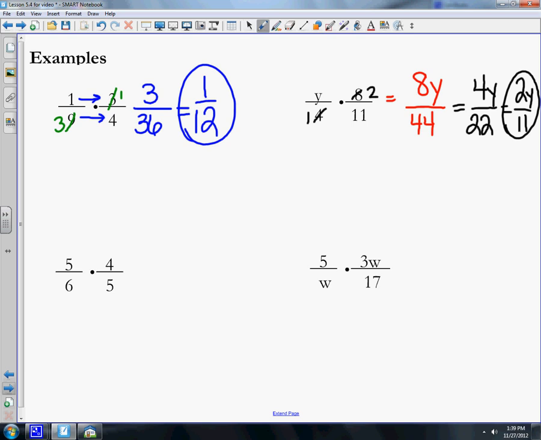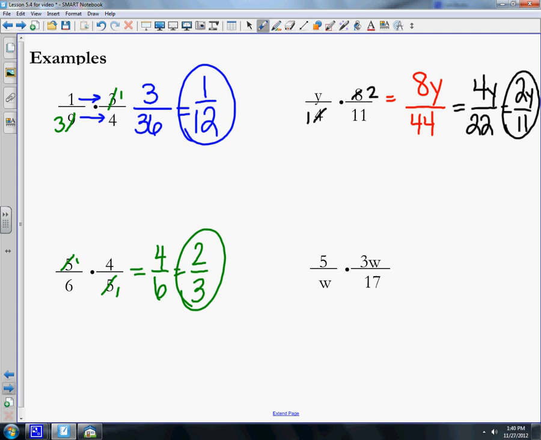All right, next one. I'm going to cross reduce these 5s because 5 goes into 5 once, so then I have 4/6, which is 2/3. And then lastly, I am going to cross reduce 3y over y. So now let's do this.